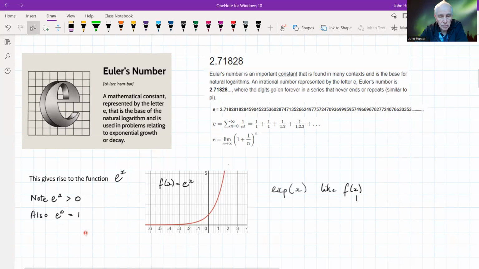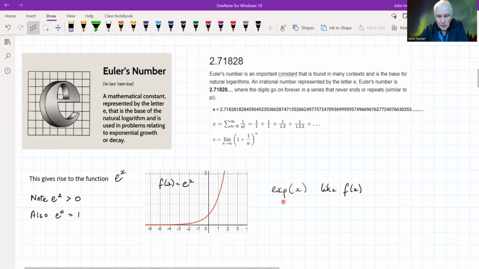So we should note that because e is a positive constant, then e to the power of anything is greater than 0. So if that x, that anything, is a negative number, then we're still going to end up with a positive number. It's just going to be smaller than 1. And of course, as we've said, e to the power of 0 equals 1.